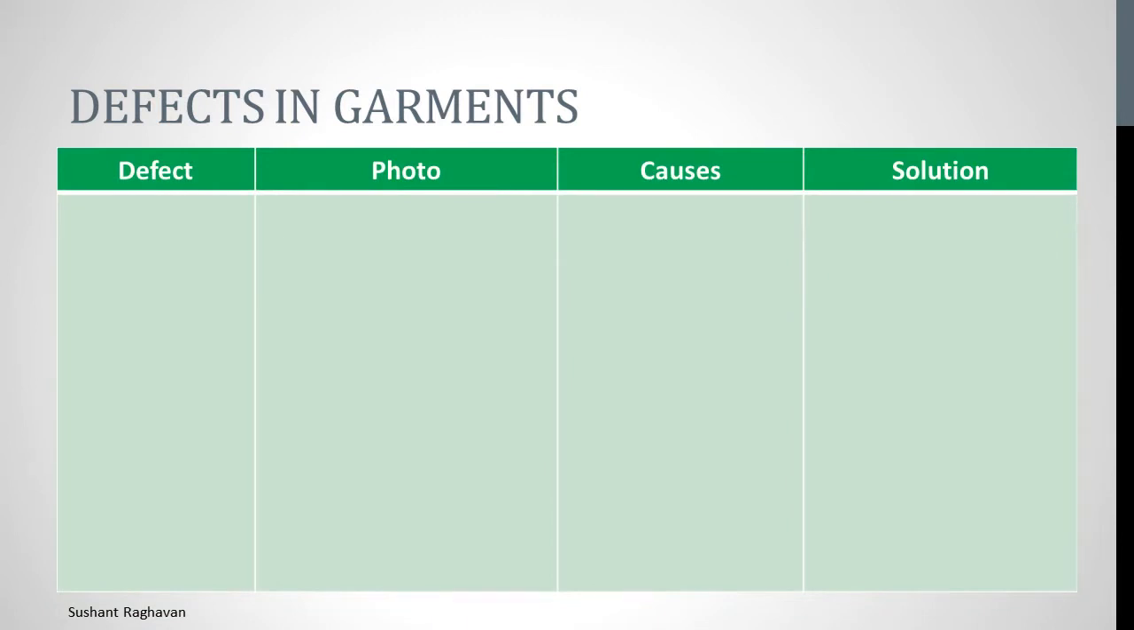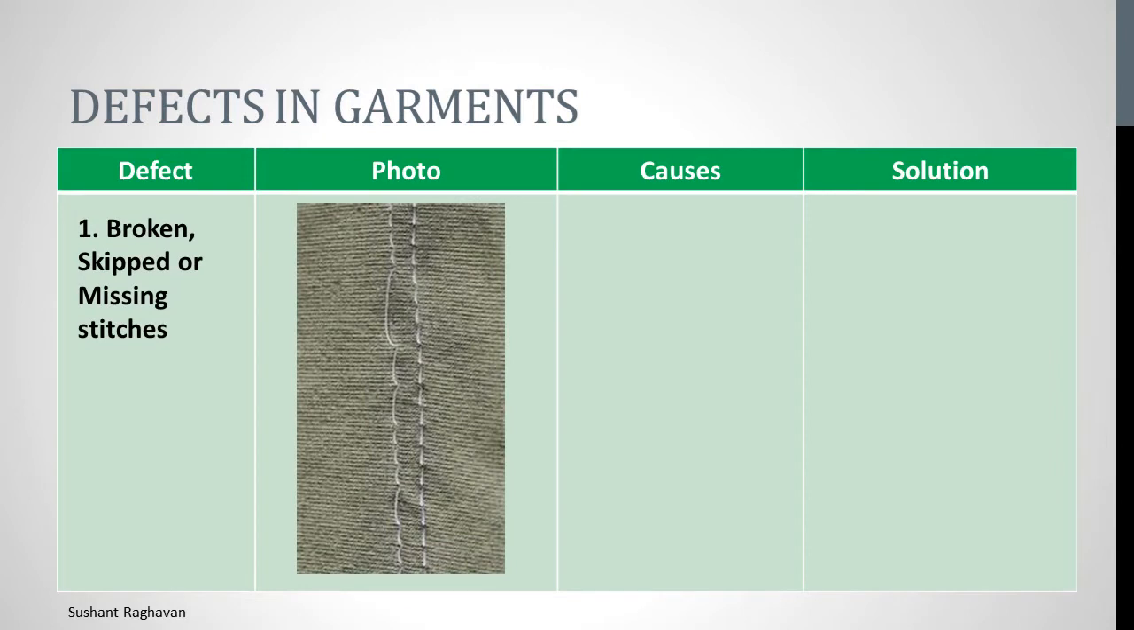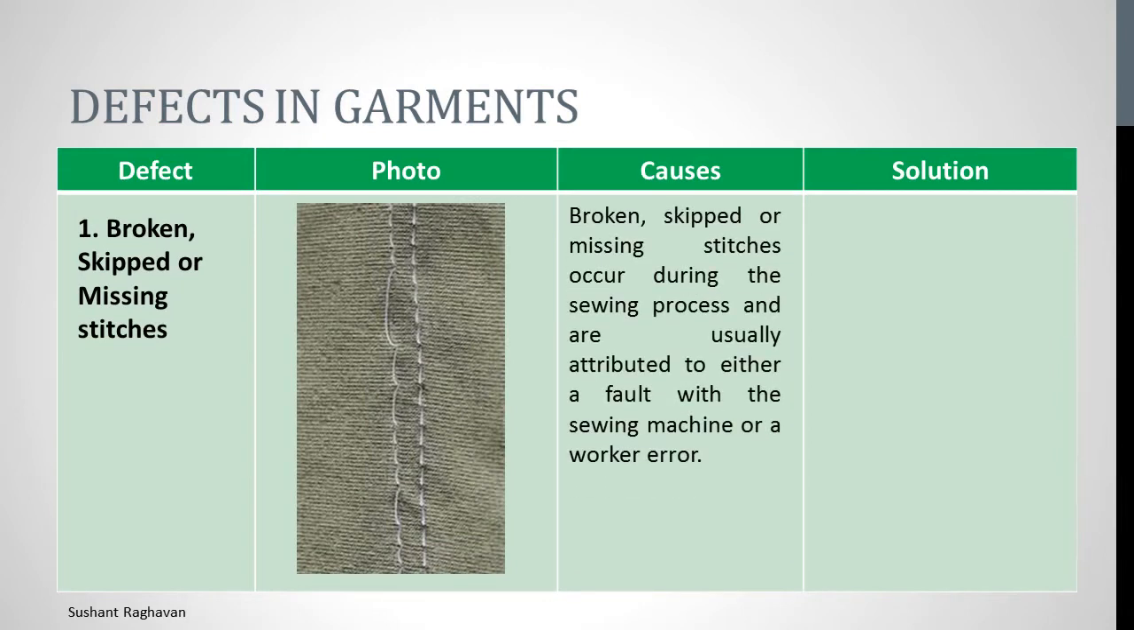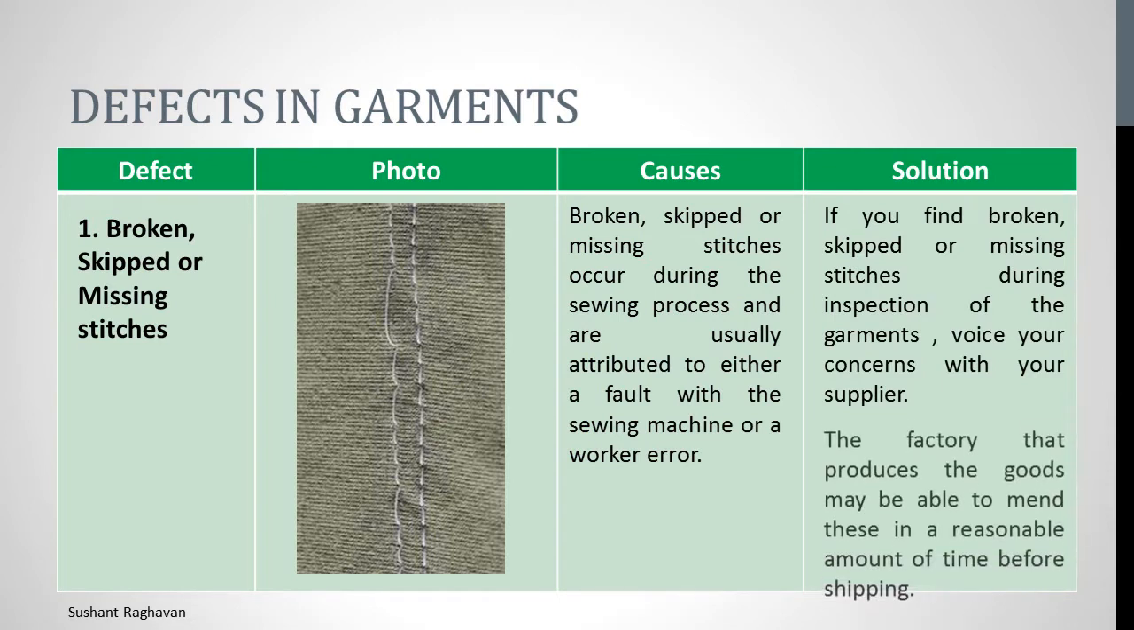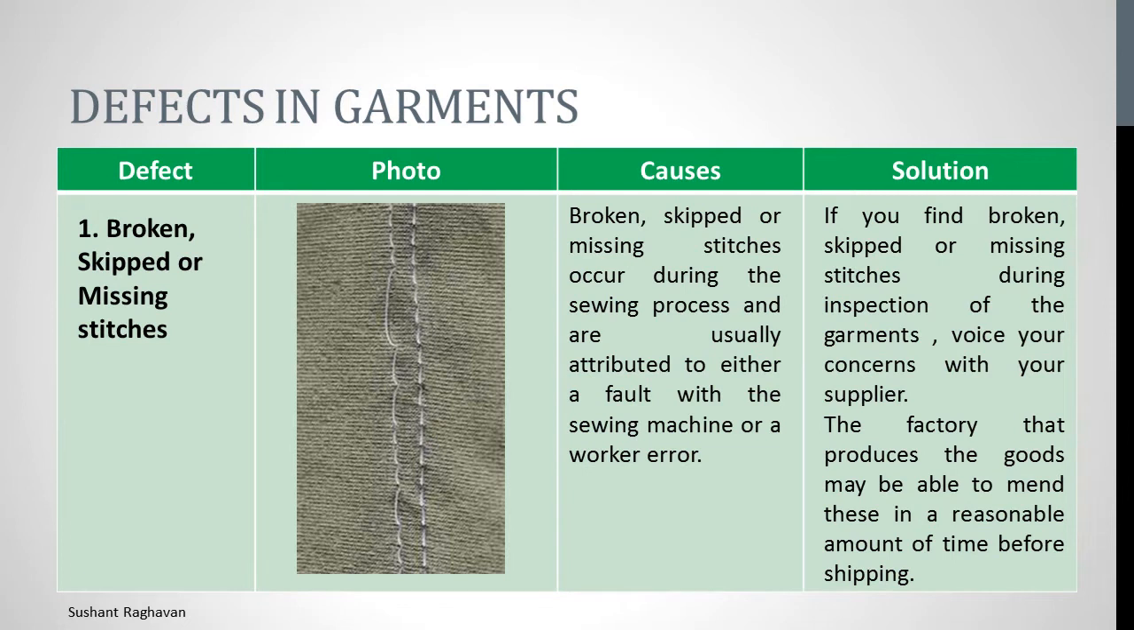Defect, photo, causes, solution. Broken, skipped or missing stitches. Broken, skipped or missing stitches occur during the sewing process and are usually attributed to either a fault with the sewing machine or a worker error. If you find broken, skipped or missing stitches during inspection of the garment, voice your concern with the supplier. The factory that produces the goods may be able to mend this in a reasonable amount of time before shipping.